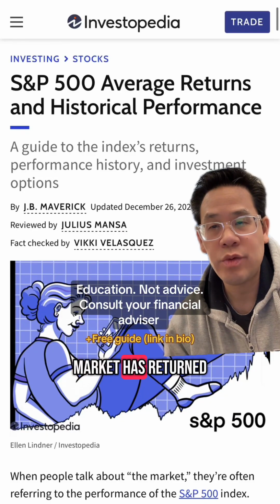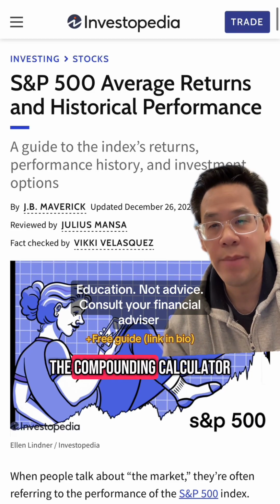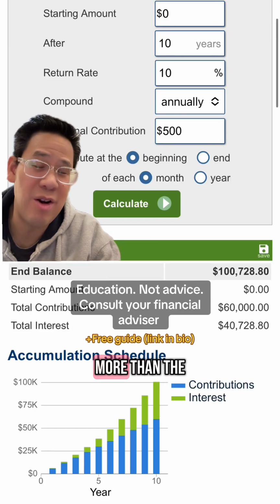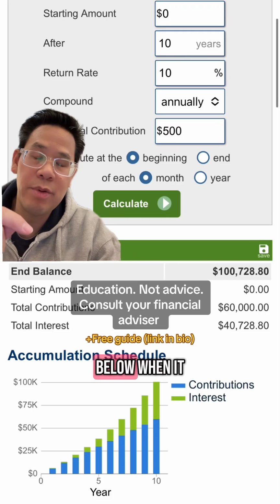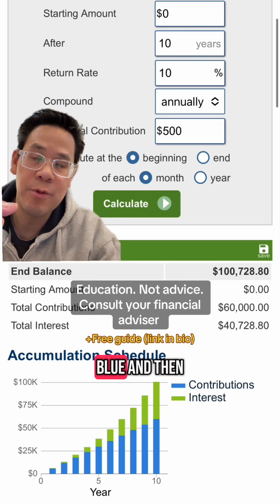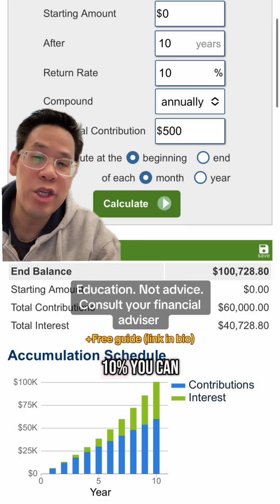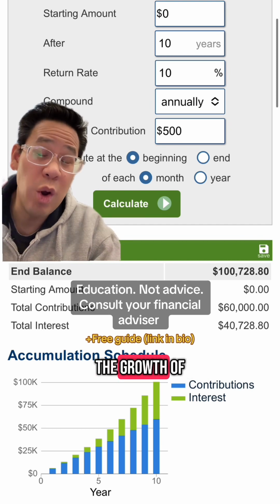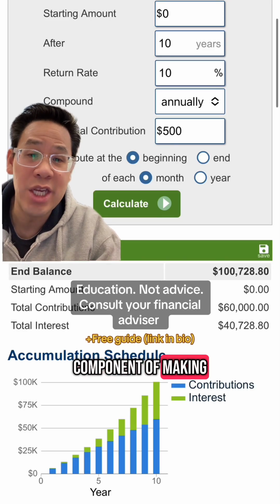The US stock market has returned 10% per year for the last 100 years. What would that look like on the compounding calculator? The ending balance here is $10,000 more than the last example at over $100,000. Remember the chart below when it was at 0%, it was all blue. And then it was at 2%, it was a little bit of green. But now at 10%, you can see by the end of a decade, the green is a significant portion of the total line. The growth of the investment is becoming a large component of making you wealthy.